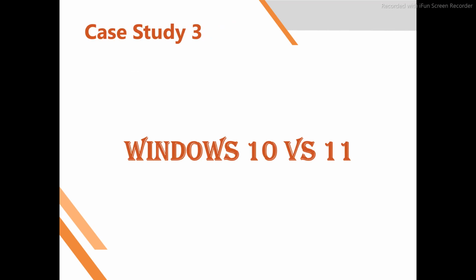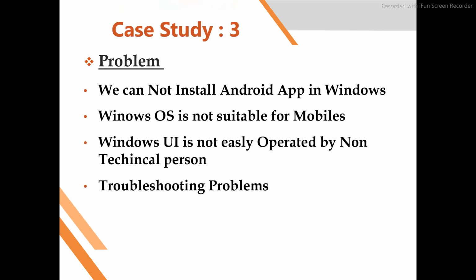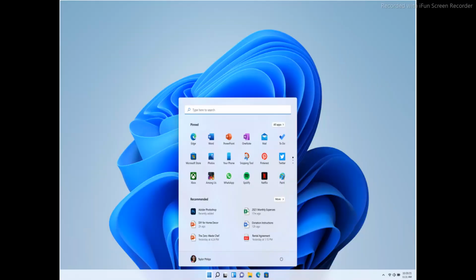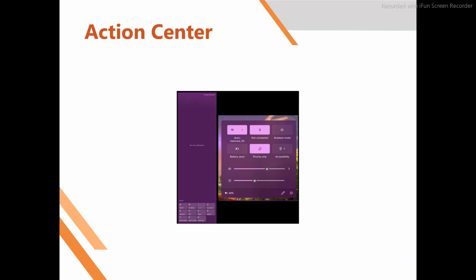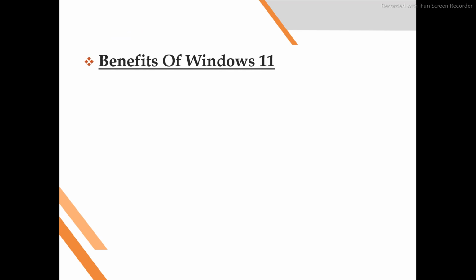Our next case study is Windows 10 versus Windows 11. We cannot install Windows Android apps on Windows 10, so Windows 11 comes with a better UI. This is our general UI of Windows 10, and we get a better UI experience in Windows 11. This is the right-click action center. This is the right-click UI. Very nice UI, which is a benefit of Windows 11.